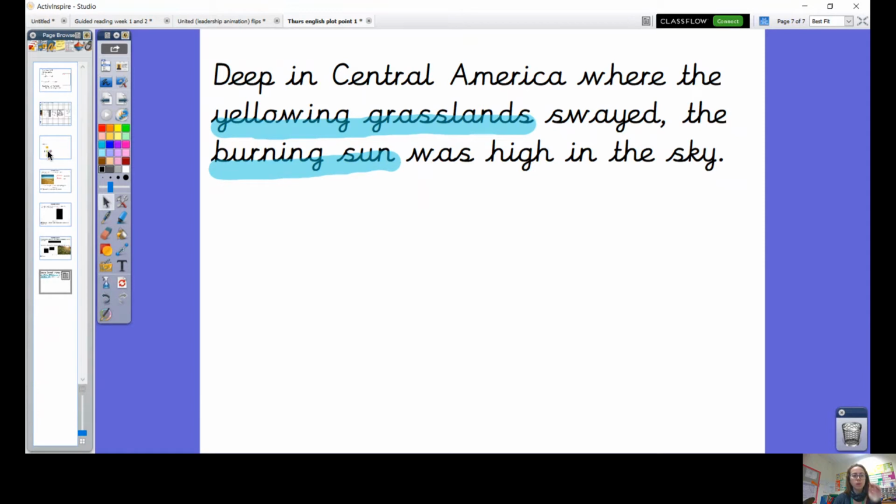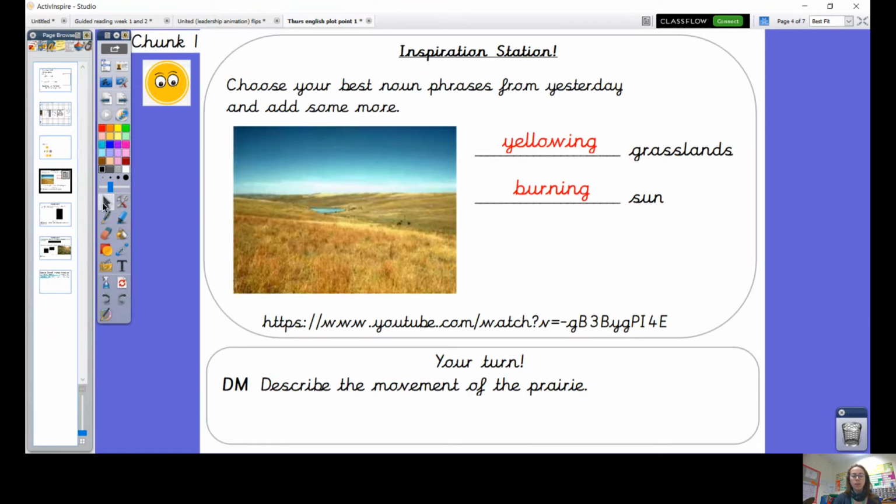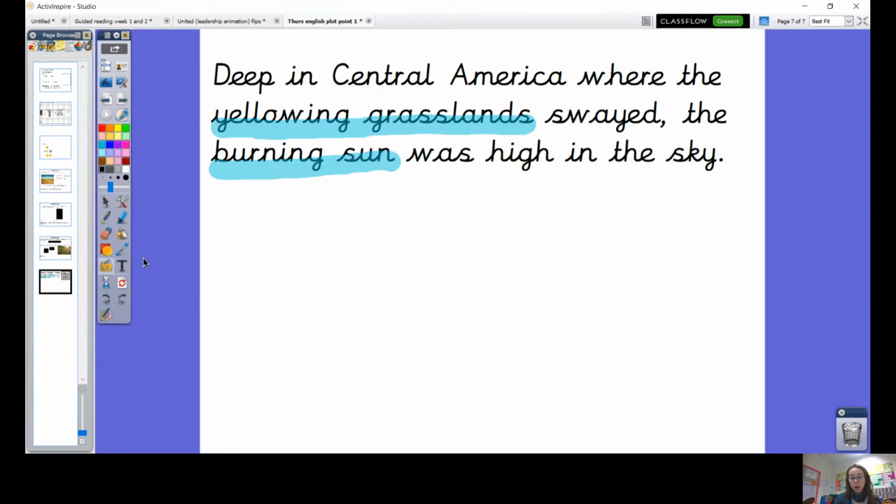So now I'd like to pause the video and give yourself a few minutes, however long you need, to write your own first chunk. You might want to stick with my structure of the sentence. You might want to just change the words you've been looking at in your inspiration station, or you might want to just write your own first little chunk describing the grasslands. And you can do that for each of these chunks we go through in these lessons.